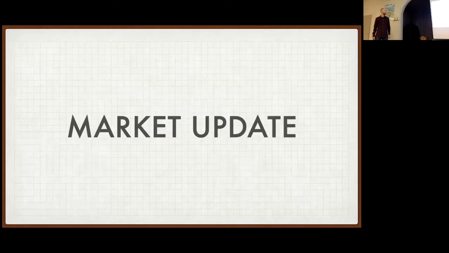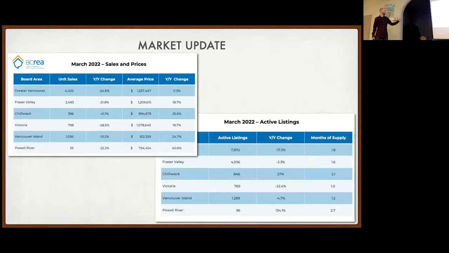So I'm going to do a quick market update. There has been, in the last month, a fair bit of change in the market. These are real little numbers. If anyone can't read them, it doesn't really matter too much. These are stats from March. It shows Greater Vancouver, Fraser Valley, Chilliwack, Vancouver Island, and Powell River. So the year-over-year change, we are still seeing it climbing. Prices are still up. Chilliwack and Vancouver Island have the highest year-over-year change, at about a 25% increase in price from March of 2021.